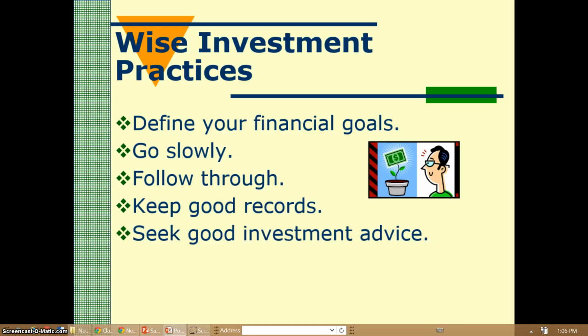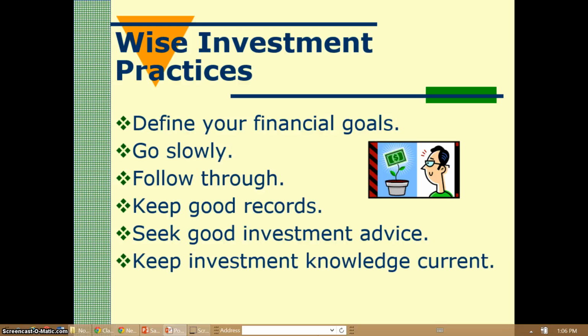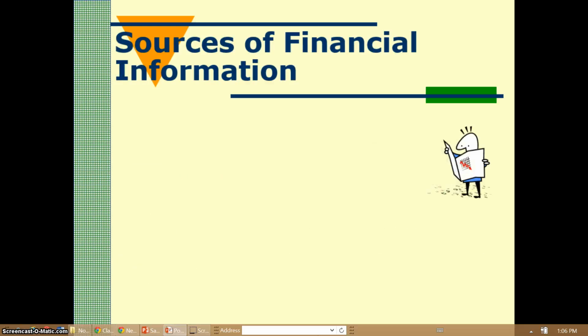You want to seek good investment advice, and that can come from a wide variety of sources. So you can get it from online, you can get it through the newspapers, you can get it through great investment magazines, as well as you can deal with professionals such as financial advisors. And then know your limits. Know what you can afford to invest, because once you invest, that money is set aside for long-term financial investing, not for short-term gain. So where are some sources for financial information?